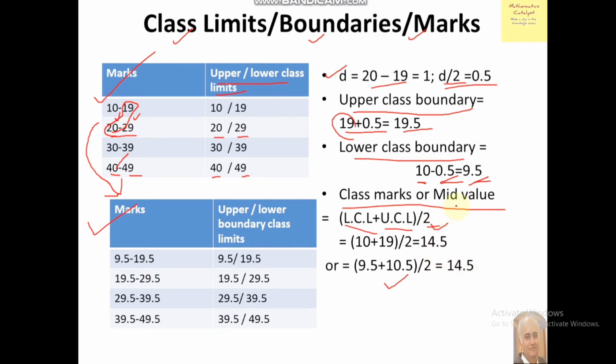So mid value can be defined as the midpoint of the upper limit and lower limit, or you can say it is a midpoint of the lower class boundary limit and upper class boundary limit. ठीक है, in this way we can define the mid value, or you can say it is a class marks.